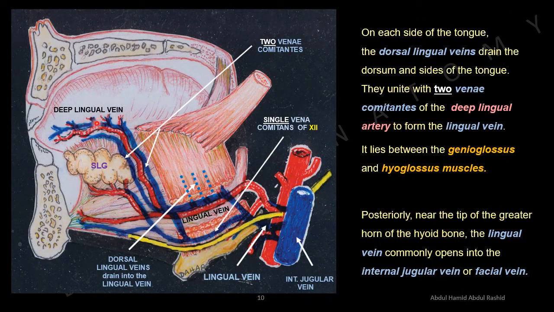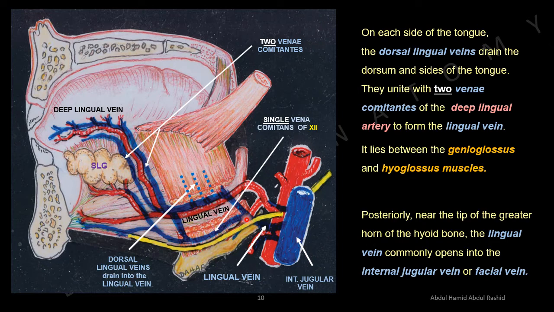This is the deep lingual vein coming from the inferior surface of the tongue. This is the hyoglossus muscle. Deep to the hyoglossus muscle are the dorsal lingual veins. They drain the dorsum of the tongue and side of the tongue. Together with two venae comitantes of the deep lingual artery, these dorsal lingual veins join and form the lingual vein. Together with the second part of the lingual artery, they lie deep to the hyoglossus muscle.